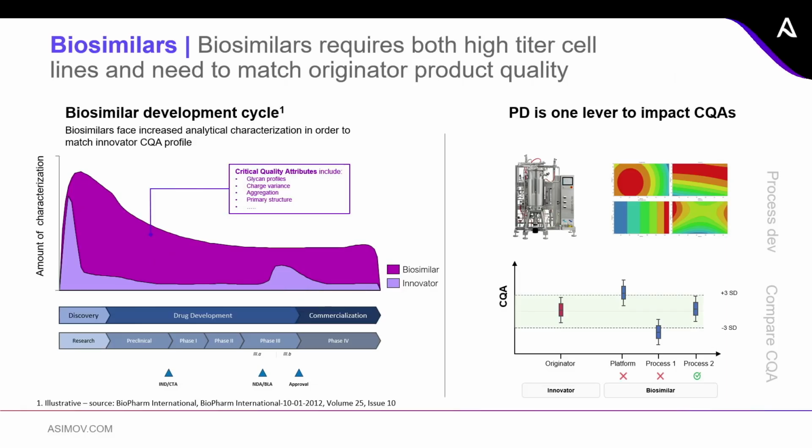And so talking a little bit about biosimilars, as you guys are familiar, they have very high titer demands because of their competition in the industry, as well as the need to match the originator product quality. And some of these product quality attributes are glycan profile, charge variance, and other critical quality attributes. And commonly, process development is used as one of these levers to modulate those critical quality attributes, as it's much easier to do than redesigning the cell line from scratch.